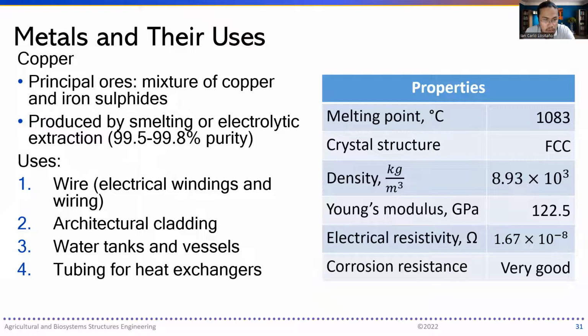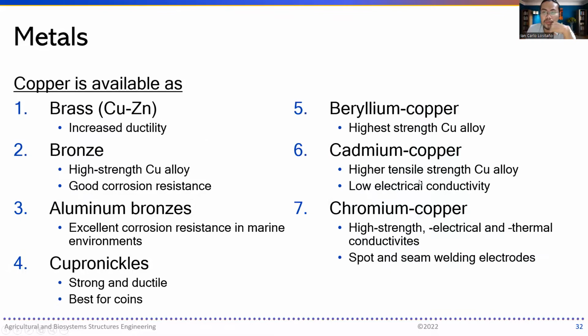You have your architectural cladding, water tanks and vessels, also tubing of heat exchangers and air conditioning, and other heaters, for example. So very good corrosion resistance. Electrical resistivity is low, which allows good conductivity of electricity. Young's modulus is quite high. You have your density and your crystal structure. Very high melting point as well.